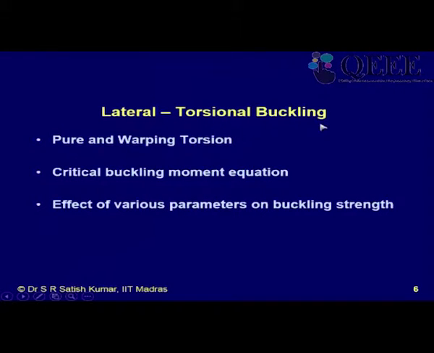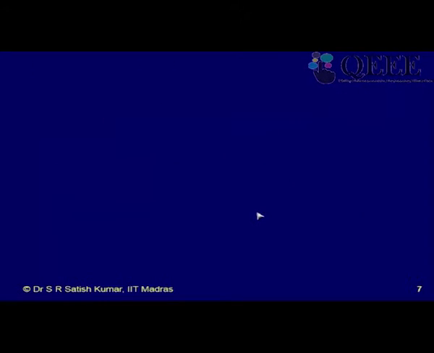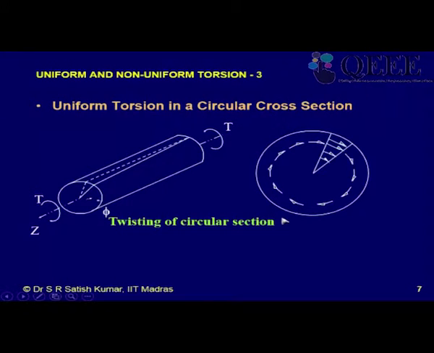Okay, so the contents of this presentation is, like, you will talk about what is pure or Saint-Venant torsion and what is warping torsion. Then we'll derive, or we'll actually see what is the equation for critical buckling moment of a beam, and then what are the effects of the different parameters on the buckling strength, and how to calculate the buckling strength for a given beam. Okay, so those are the things we are going to look at.